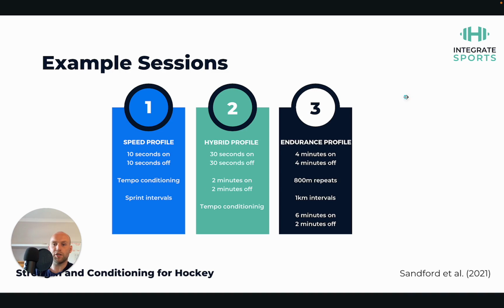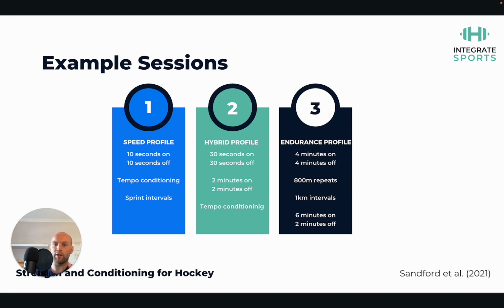So, some example sessions that you might be able to do with these different profiles. A forward, for example, or a speed profile might be doing things like 10 seconds on, 10 seconds off at something like 120% of the maximum aerobic speed score, or 25 to 50% of the anaerobic speed reserve. Tempo conditioning sessions, which are based around maximal speeds over a distance and typically pitch length efforts. Or sprint intervals, which are things like 5-second all-out sprints with 30 seconds recovery. So very much speed and repeat speed focused efforts.